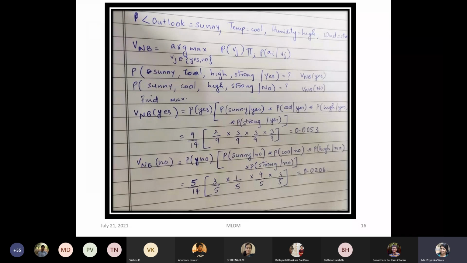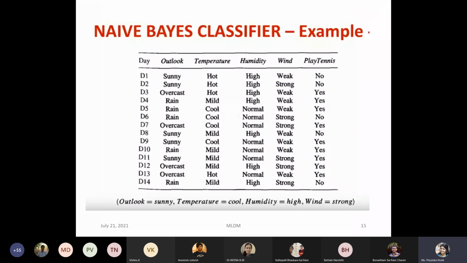Now can you find the probability of sunny given yes? That is the probability of outlook equal to sunny given play tennis equal to yes. First of all, can you tell me what would be the probability of play tennis equal to yes? What would be the probability of play tennis equal to no? Can somebody unmute and say?